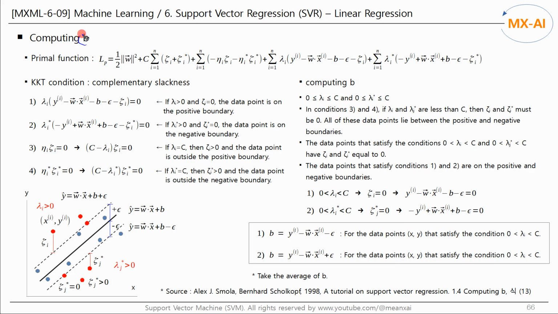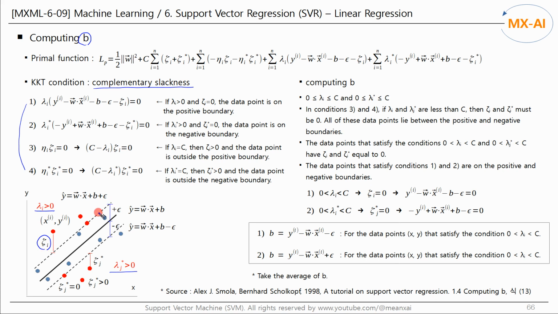Now let's find B. Let's look at the second KKT condition, complementary slackness, for the primal function. The following equations hold by complementary slackness. This is what we looked at in convex optimization and SVM classification. Let's look at the figure below. Red data points are outside the positive and negative boundaries, and their lambda and lambda star are greater than 0. We will check this in the code of the next page. And the zetas of the red data points are greater than or equal to 0.